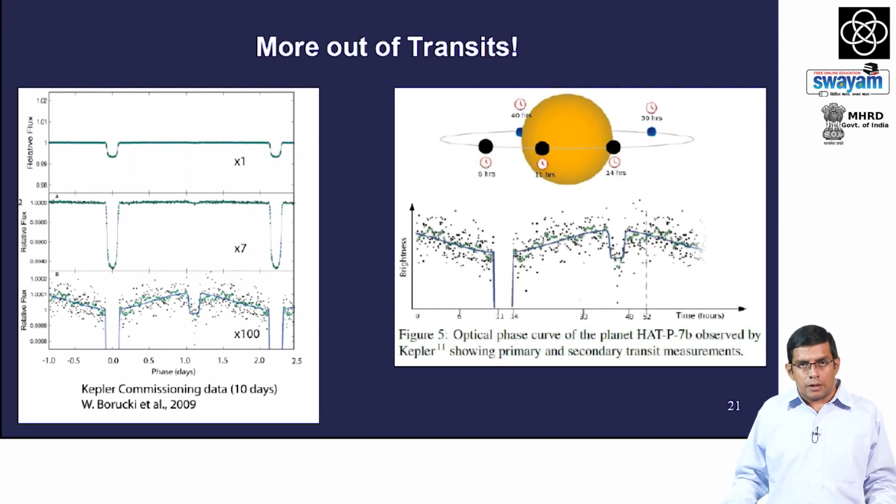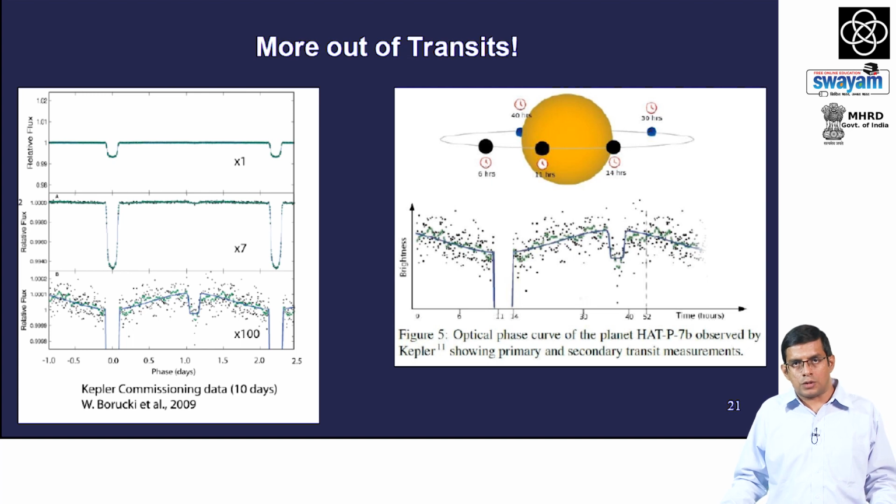But when we look at higher magnification, we notice that there is a variation in the average luminosity, as well as there is another small dip at apparently the maximum of this stellar luminosity. So, what is happening here? What is happening is that the planet, as it goes around the star, so the primary transit is caused, the primary dip is caused when the planet passes in front of the star.